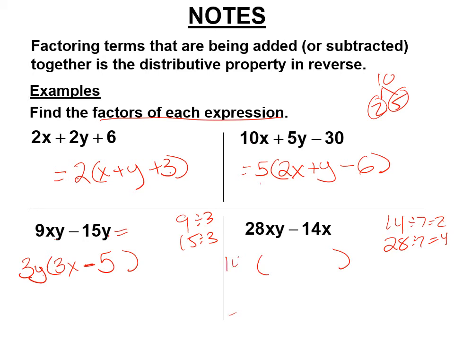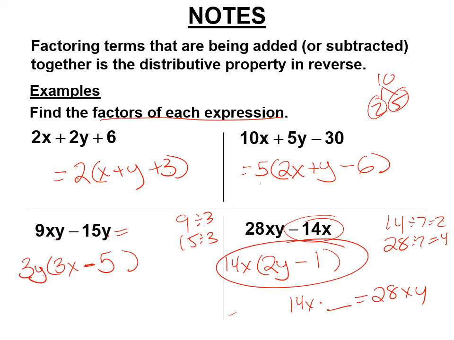So if there's an x in both, the x comes out here. So 14x times blank equals 28xy. Well, 14x times 2 is 28x. I need a y. So there's the y, 2y. 14x times what will make negative 14x? Times negative 1, or minus 1. So the factors here are 14x and 2y minus 1.